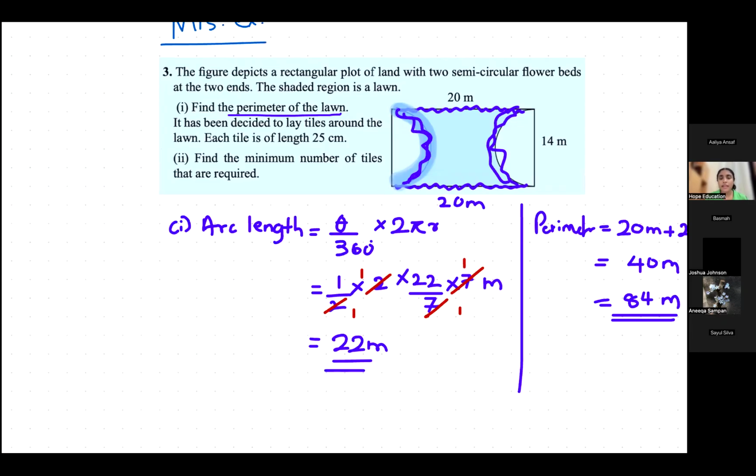It has been decided to lay tiles around the lawn. Each tile is of length 25 centimeters. Find the minimum number of tiles that are required.